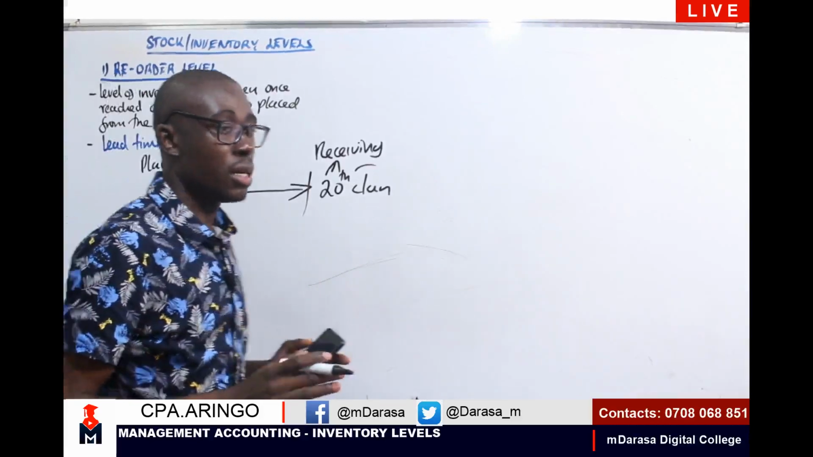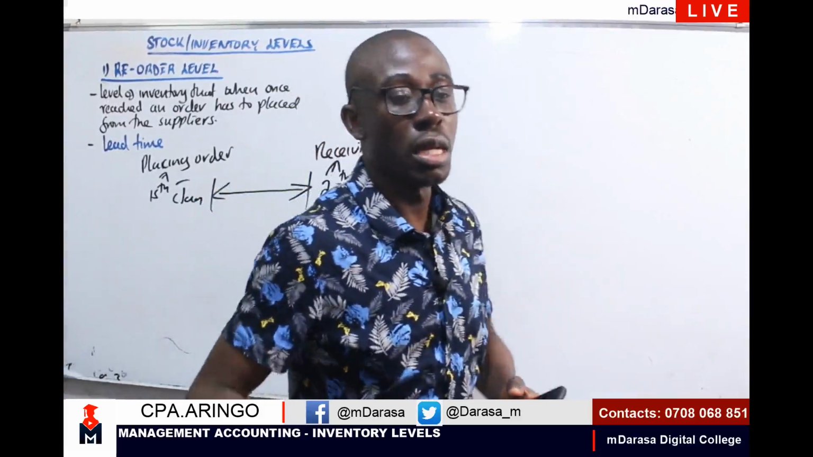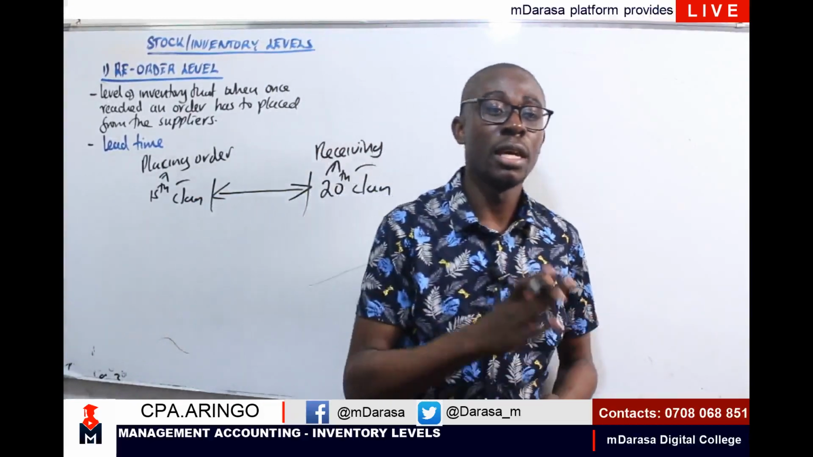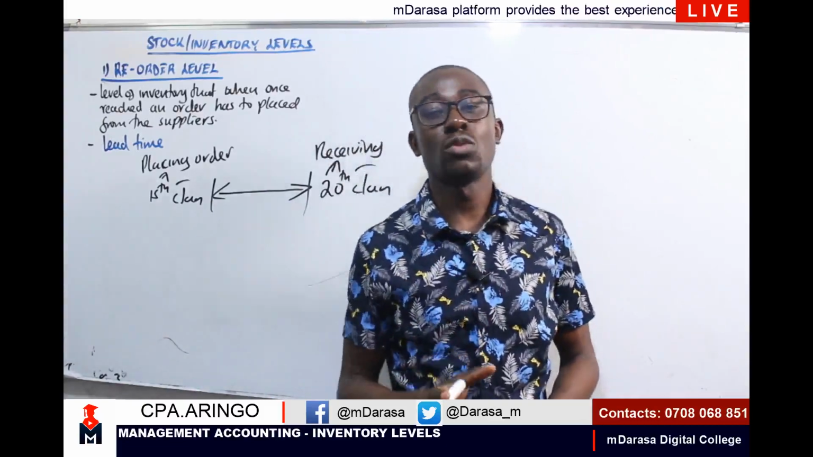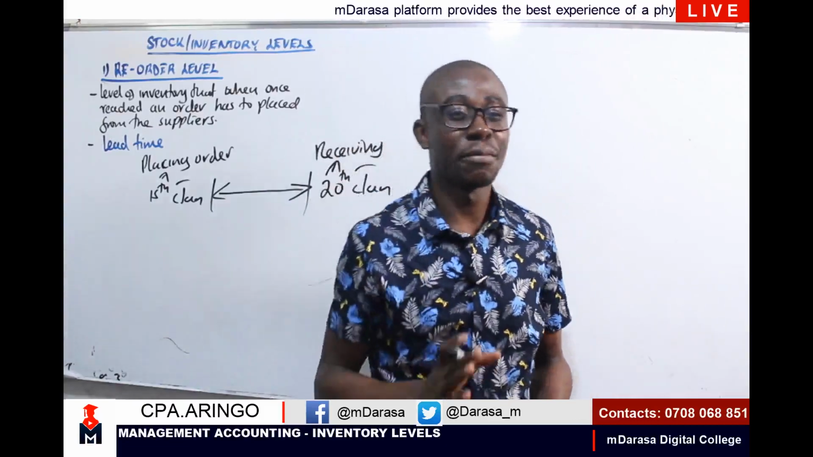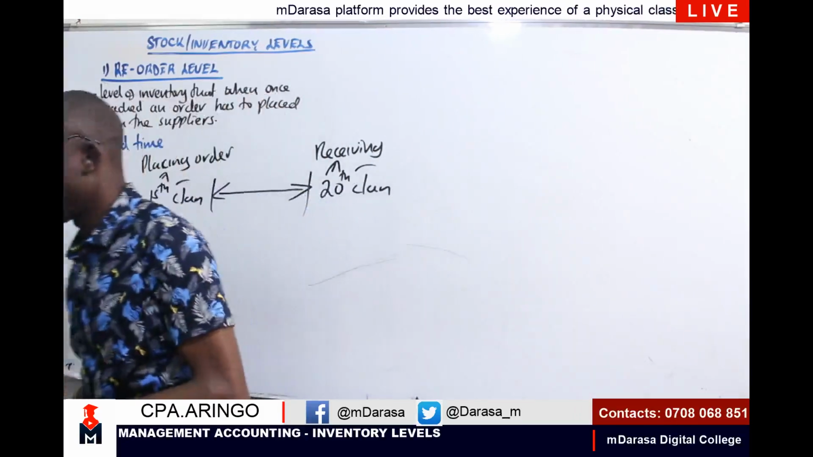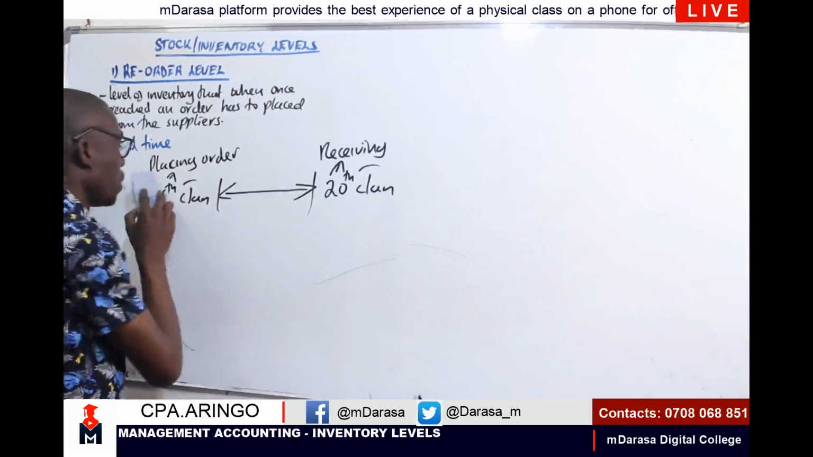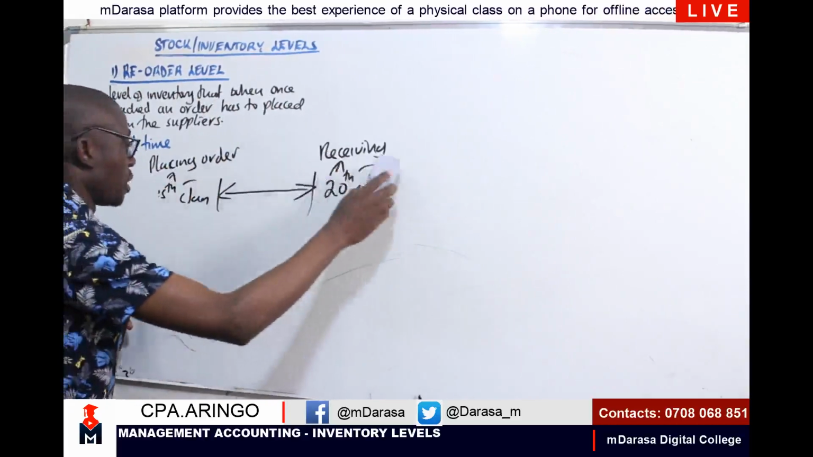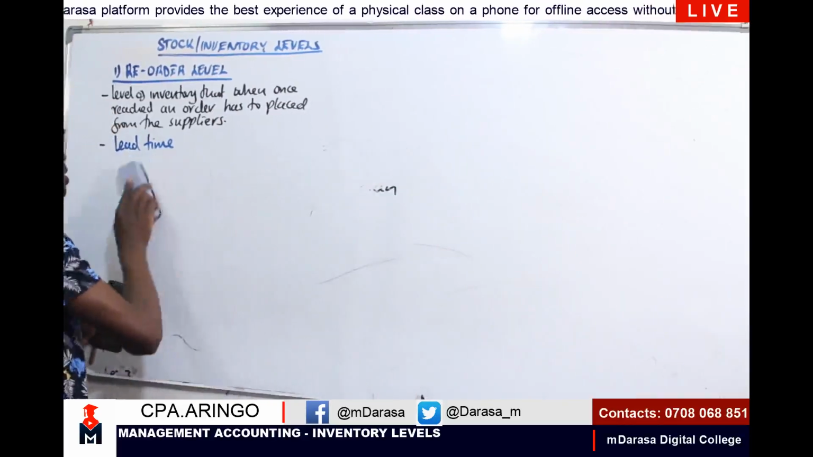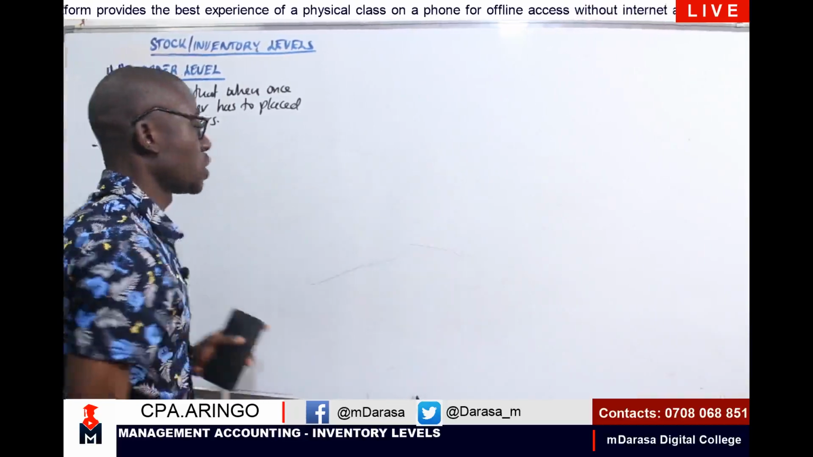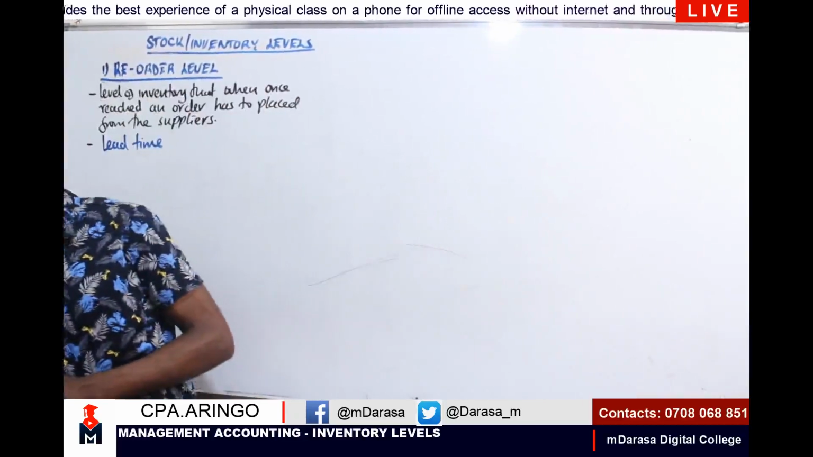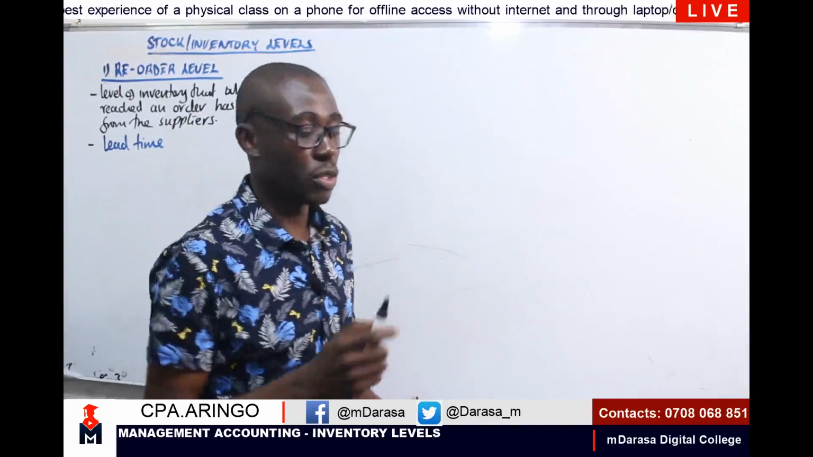So, in summary, we are just looking at it as a waiting period between when an order has been placed and when an order is being received. That is what you're terming as lead time. As simple as that. So that's our lead time. Very key concept, my good student, that you must be able to understand anytime you're handling inventory levels.